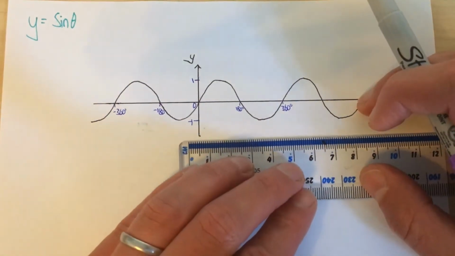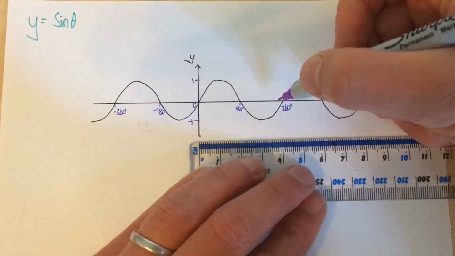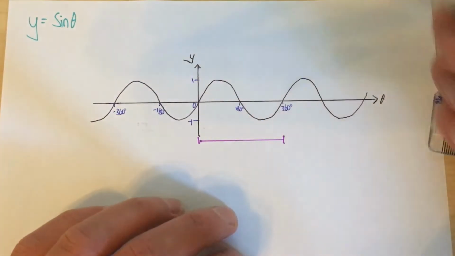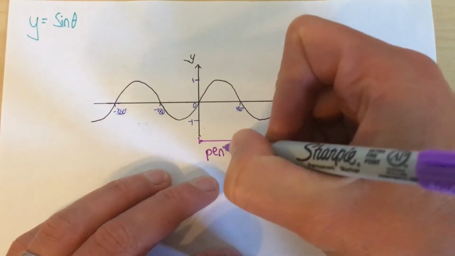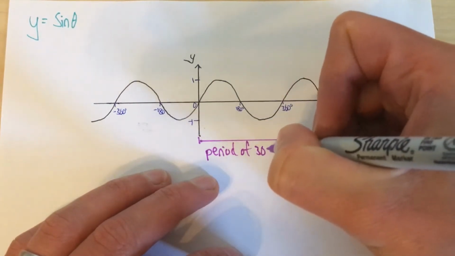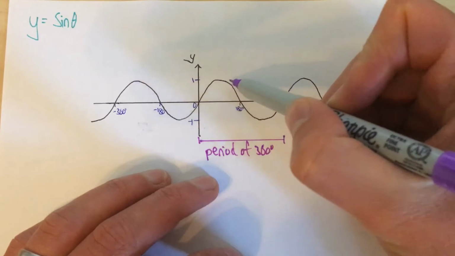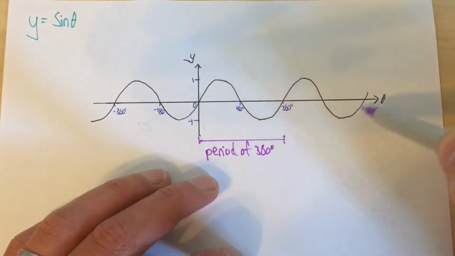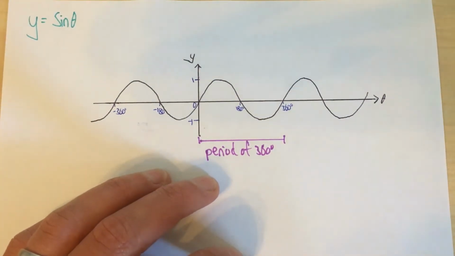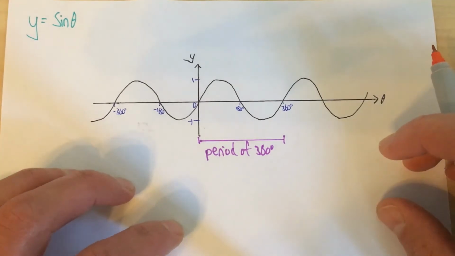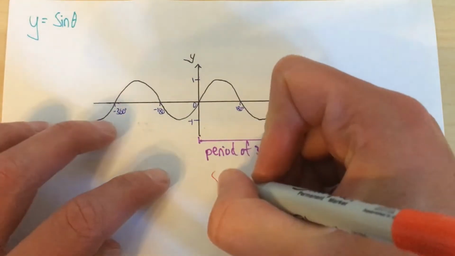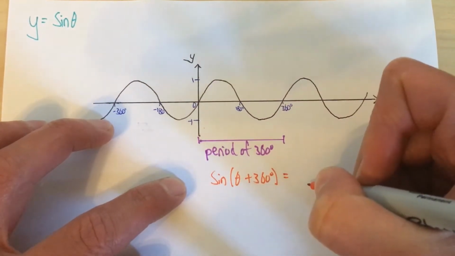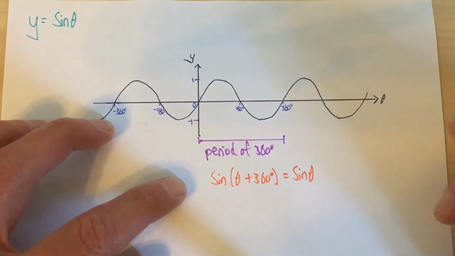The next thing we notice is that this graph is periodic. It has a period of 360 degrees. That means the graph repeats every 360 degrees. We've got this shape here, and then it repeats. Look, it's here, and then it repeats, and so on. It repeats every 360 degrees. That means we can write the following. Sine of theta plus 360 degrees is equal to sine of theta.